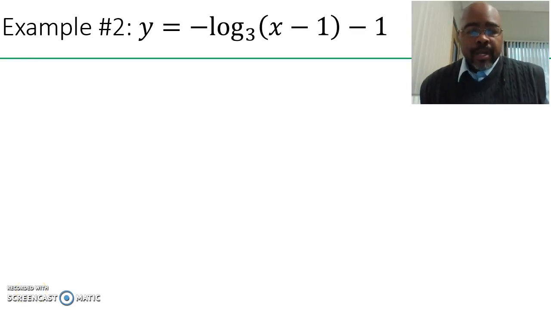Hey you guys, we're back. We're continuing our discussion on graphing logarithmic functions.